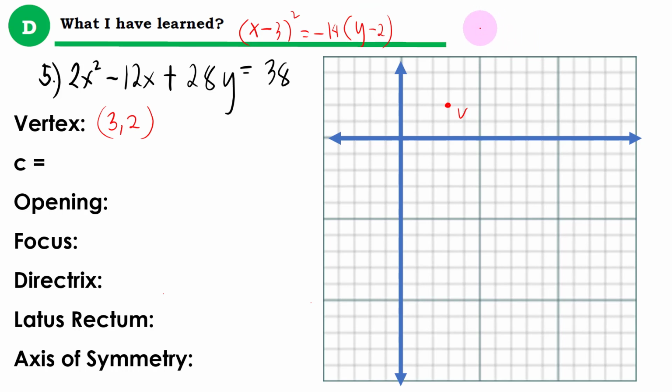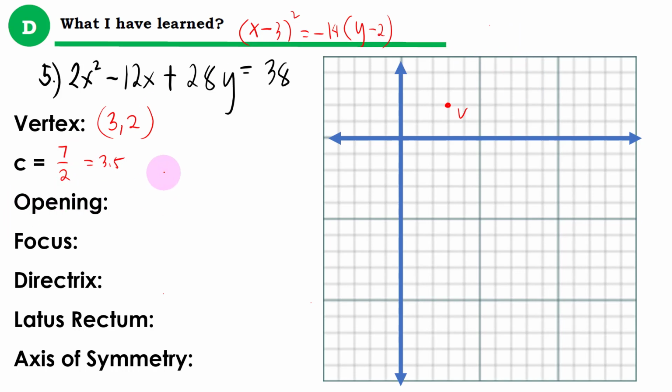So, negative 14 or 14, 4C equals 14. So, divide natin both sides by 4. Cancel. So, magiging 7 over 2. C is equal to 7 over 2. Okay na yun. C is equal to 7 over 2 or 3.5.